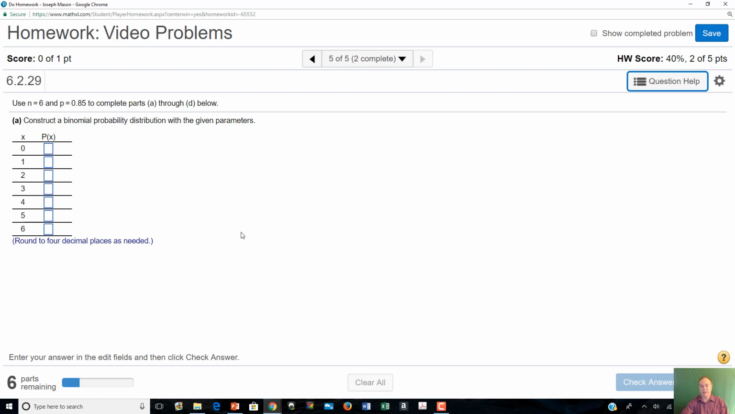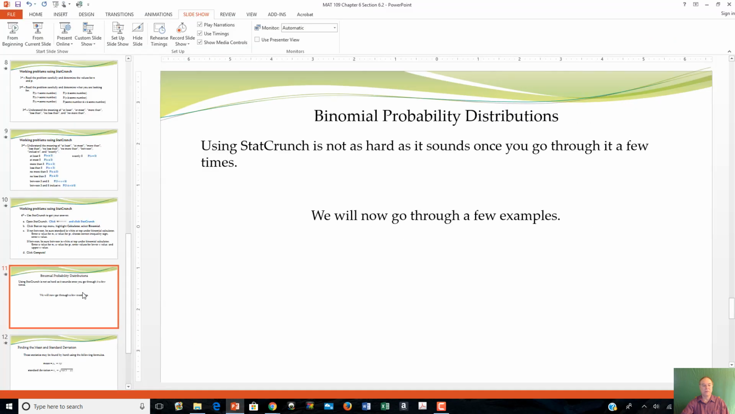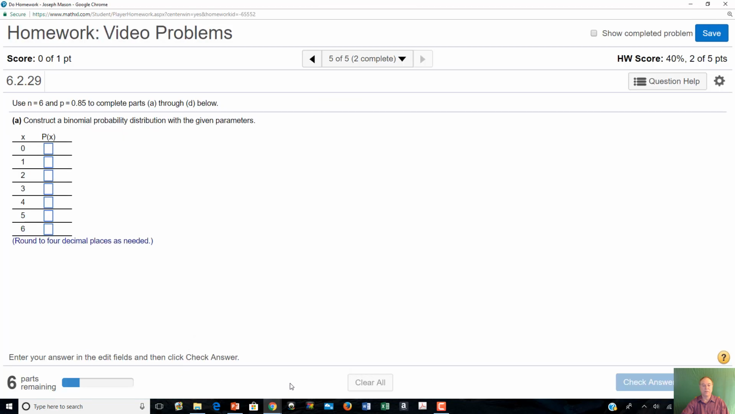Now, we haven't talked about this yet, so let me go back to the problem. Now this time they want you to construct the binomial probability distribution. This is a little bit different, because you could use the formula on every one of these to develop it, but I would not. So we're going to use StatCrunch. We know n is 6 and p is 0.85.